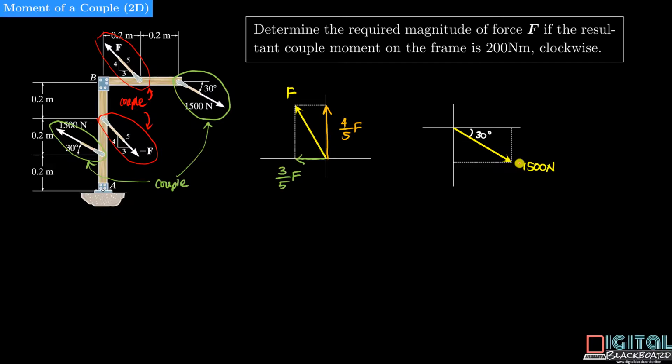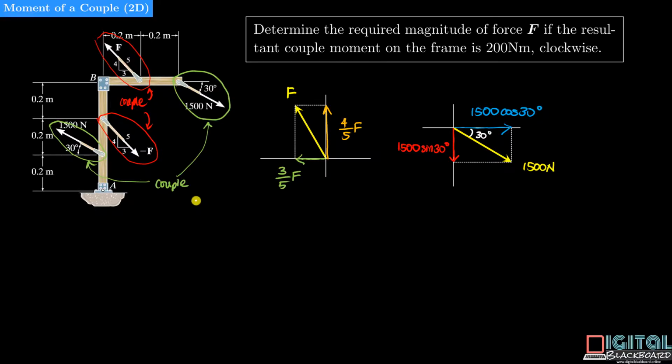Here is the 1500 Newton force acting at this point here. It is depressed at an angle of 30 degrees to the horizontal. The vertical component is shown here in red, and the magnitude of this vertical component is 1500 sine 30 degrees. There is also a horizontal component shown in this blue color vector here, and the magnitude of this horizontal component is 1500 cosine 30 degrees.